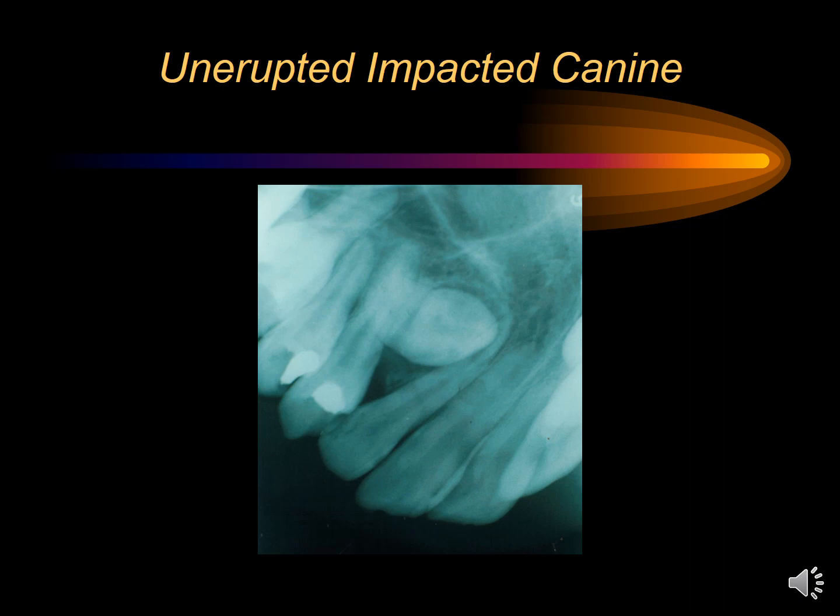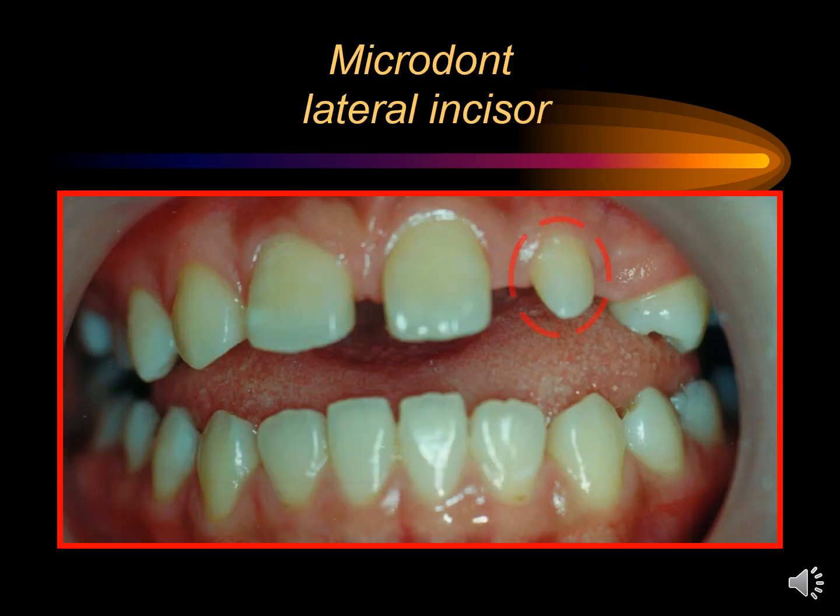Now this is an upper anterior occlusal, showing another view of an unerupted impacted canine. Okay, here we see a microdont lateral incisor and the canine, permanent canine on the same side is absent.